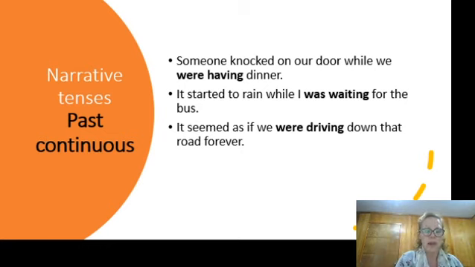It started to rain while I was waiting for the bus. Okay, the rain started. The start happened like this. It happened one time, right? And I was waiting for the bus. That was the continuous activity that happened in the past. It seemed as if we were driving down that road forever. It seemed, so maybe you're having a memory of it, and we were driving, a continuous action.